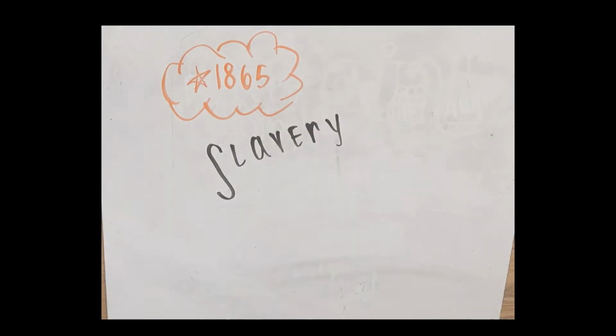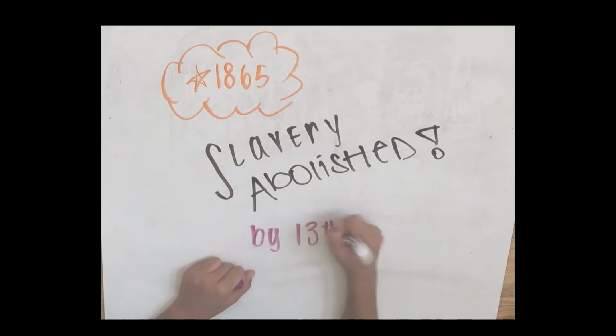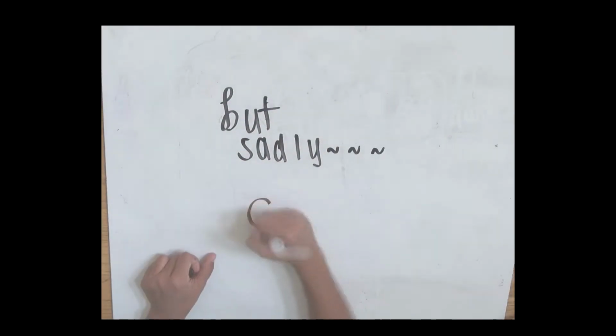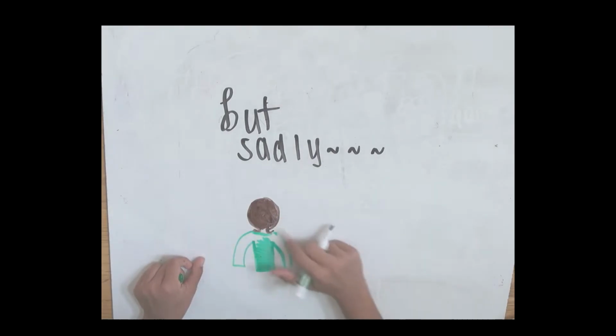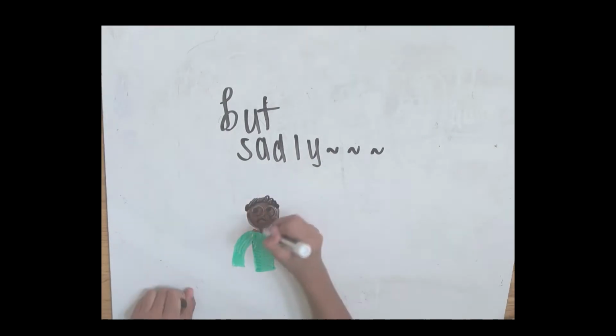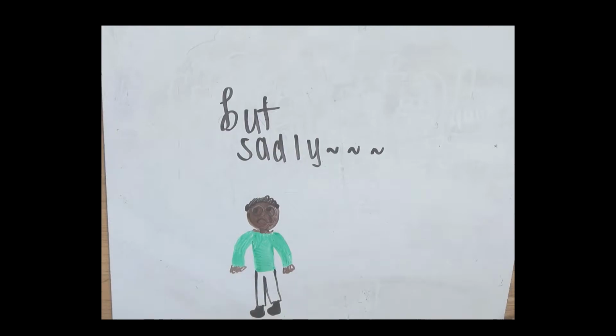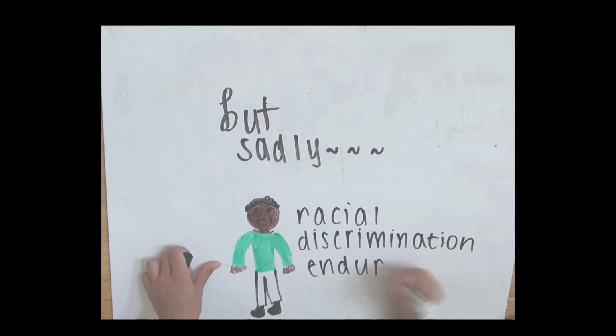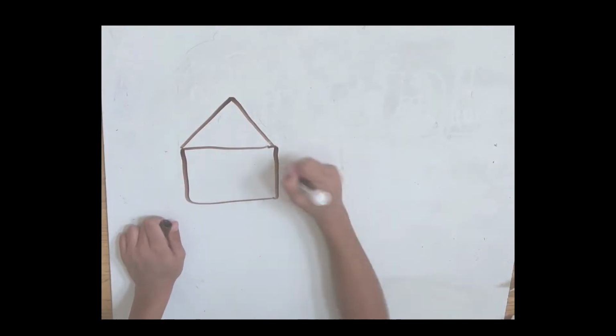In 1865, slavery was abolished by the 13th Amendment. However, racial discrimination still had not ended, and blacks were still not treated nearly as equally as whites. The black people were still taunted and disliked by white people, and additionally, they were paid much less and lived in way poorer conditions compared to whites, despite being free from slavery.